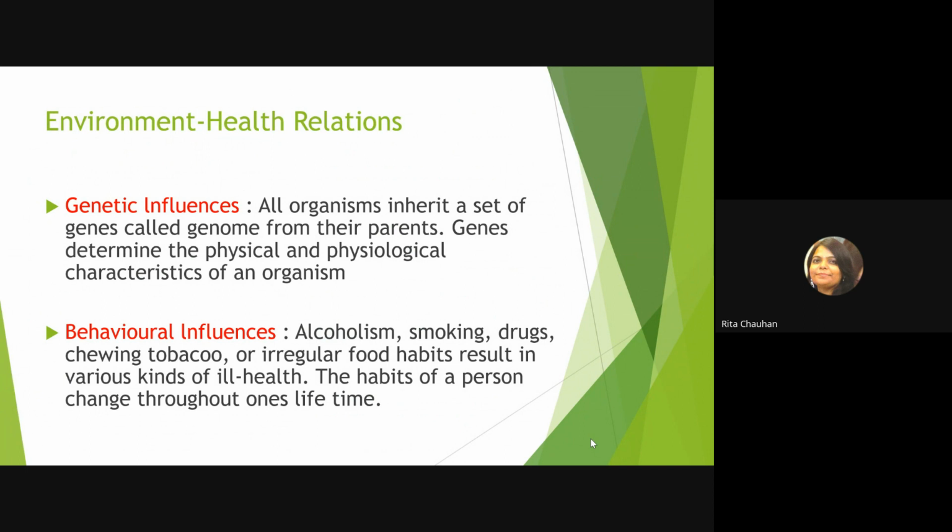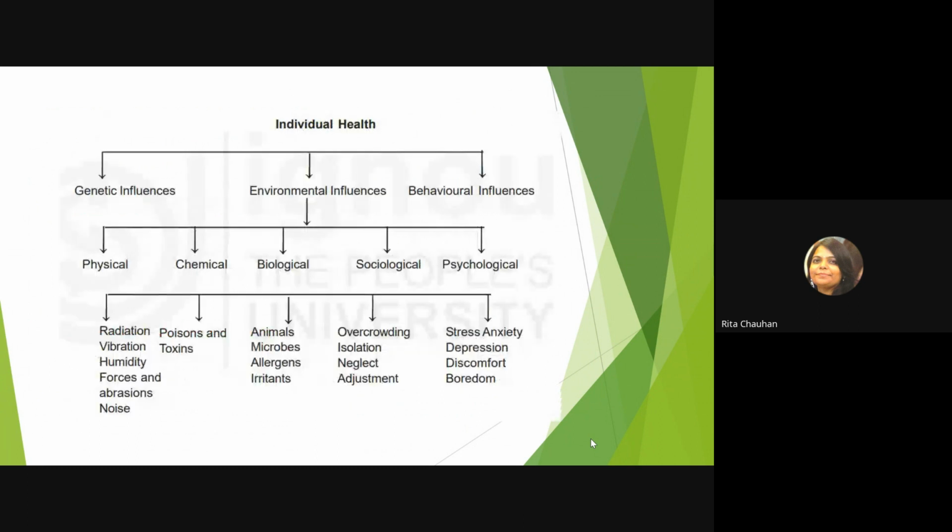So if we have particular features of a helping nature, we have got it from our parents, so it's there in the genes. Then we have a behavioral aspect which we develop after we are grown up, like bad habits of drugs, smoking, tobacco, alcoholism. This all is going to affect the health of the individual. So these are the behavioral influences. So when we learn about public health, we also have to look into individual health.